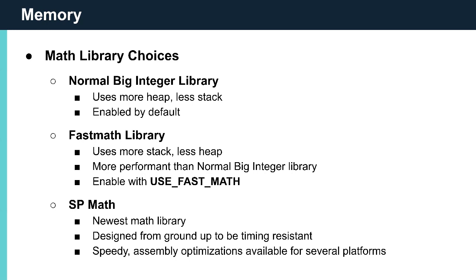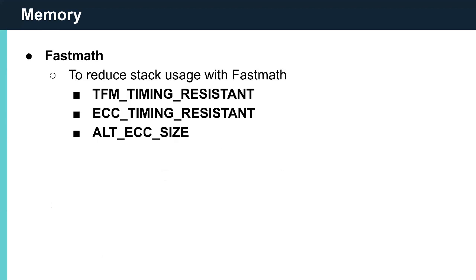SP math, this is our newest math library. It was designed from the ground up to be timing resistant. So we wrote all of the code inside of our SP math library, and it's got some really nice assembly optimizations for a good number of platforms now. So it's probably the most performant in a lot of cases. If you're using fastmath, you can reduce stack usage using a couple defines: TFM_TIMING_RESISTANT, ECC_TIMING_RESISTANT, and ALT_ECC_SIZE.